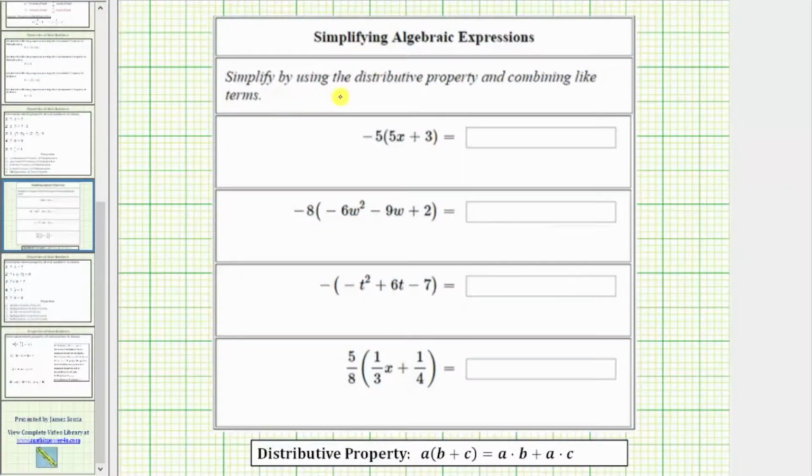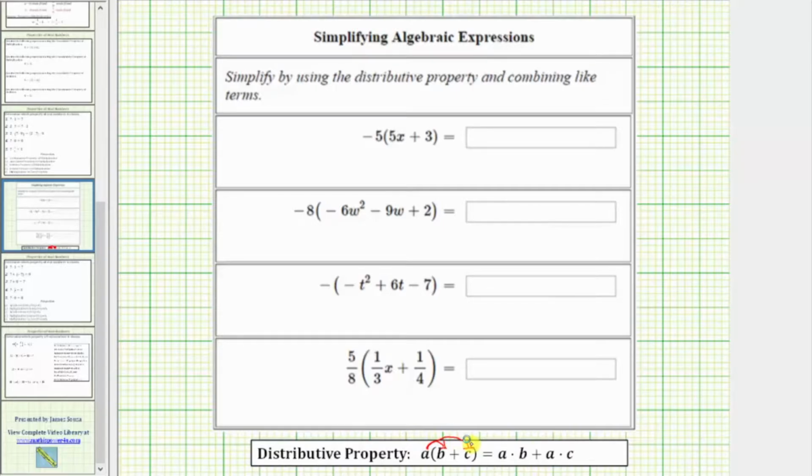We were asked to simplify by using the distributive property and combining like terms. The distributive property is shown below, where we have A times the quantity B plus C equals A times B plus A times C, where we say we distributed the A, which is often referred to as multiplication, across addition. Again, A times the quantity B plus C is equal to A times B plus A times C.